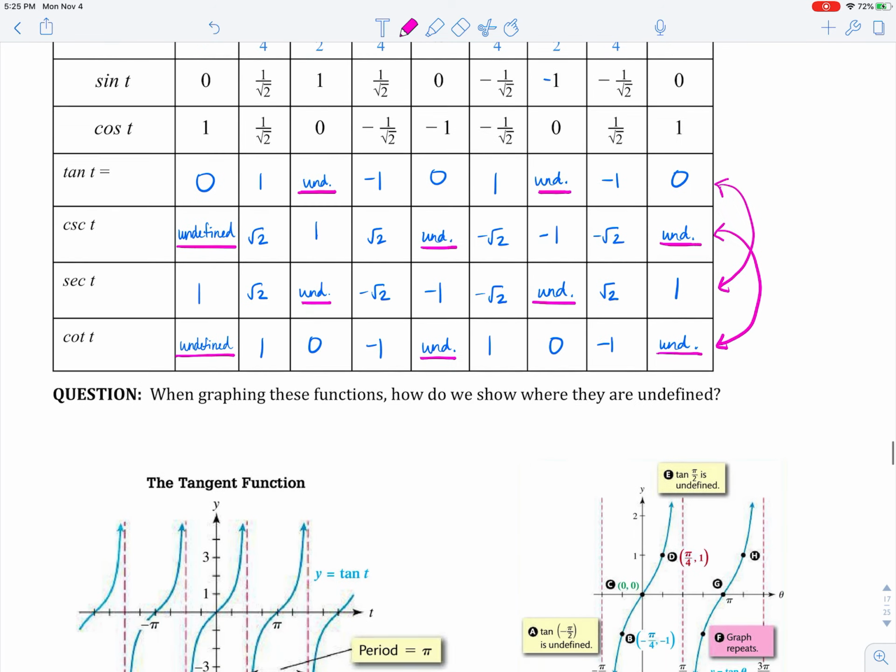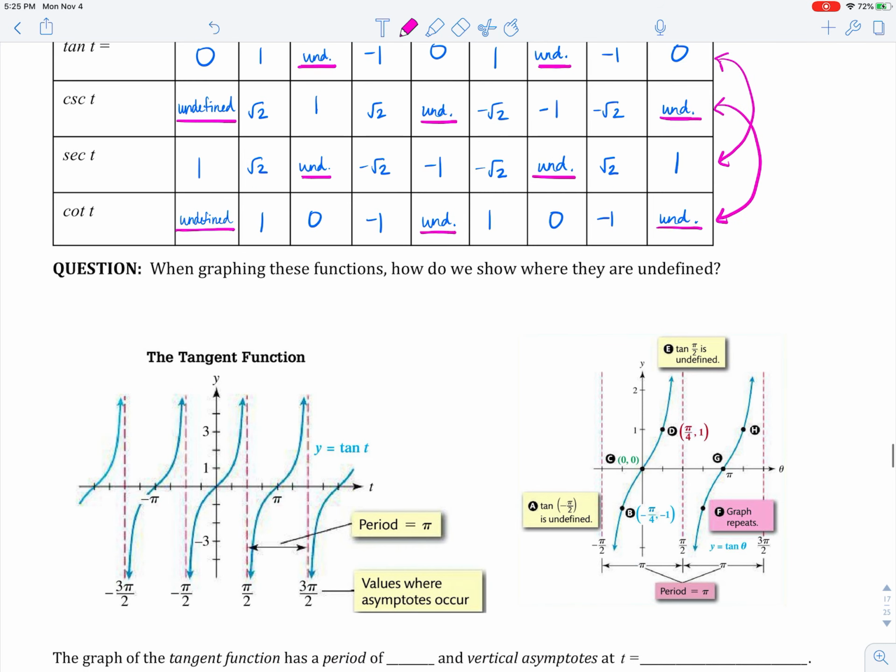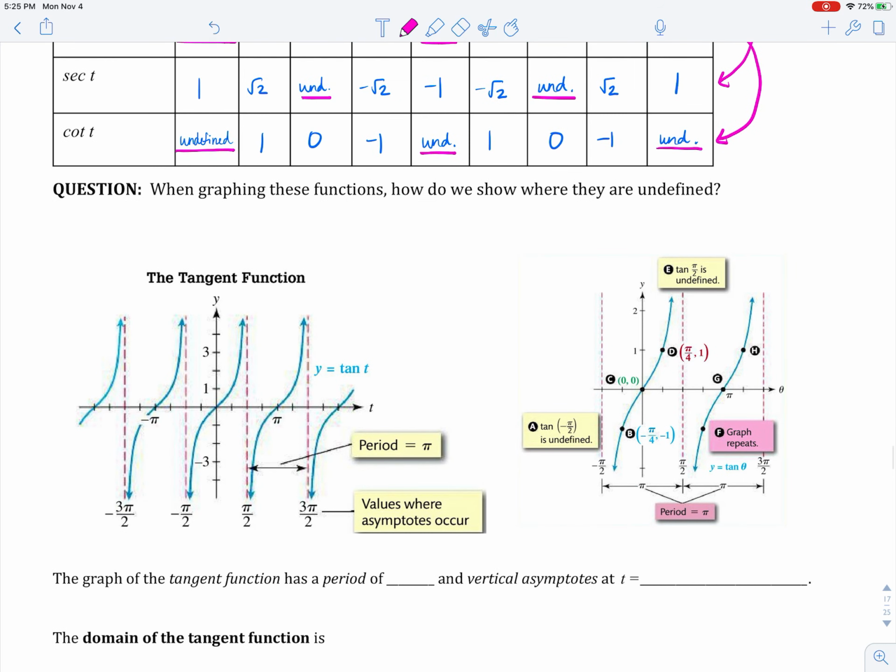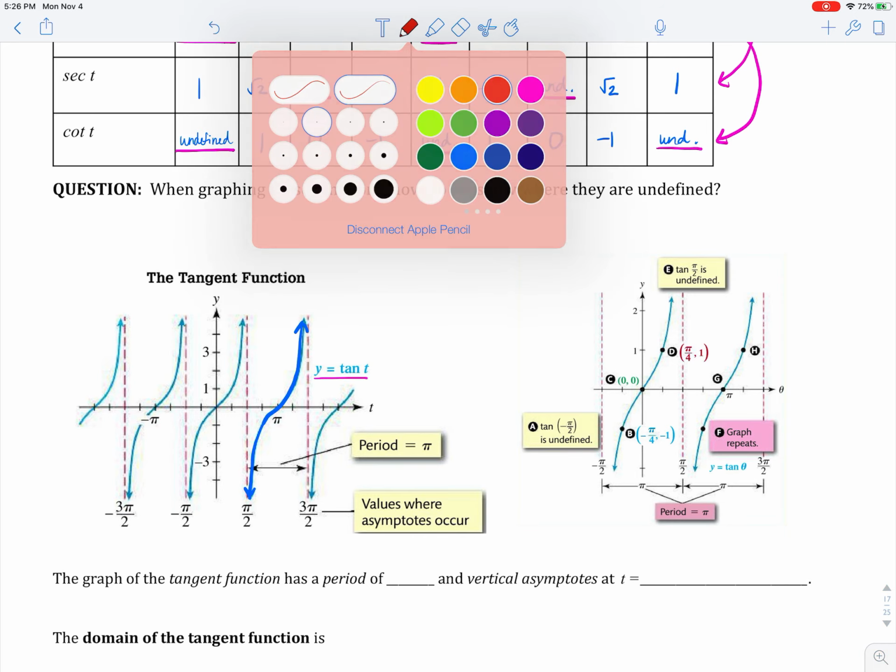So let's take a look at the graphs. We'll start with the tangent function. This is what the tangent function looks like: y equals tangent of t. One period of tangent is this piece right here. Not specifically that piece, but that's what one period looks like. We copy this piece and paste it to the left and right, and we get our tangent function. Also notice the vertical asymptotes.